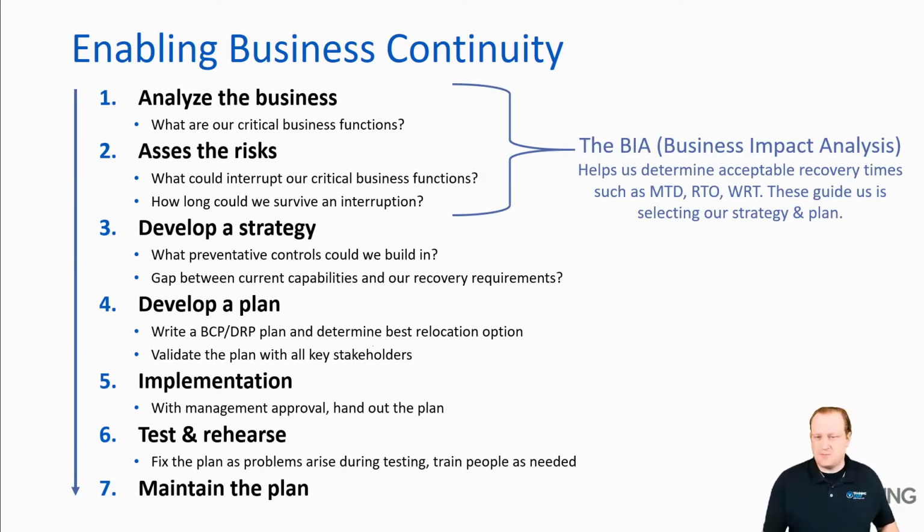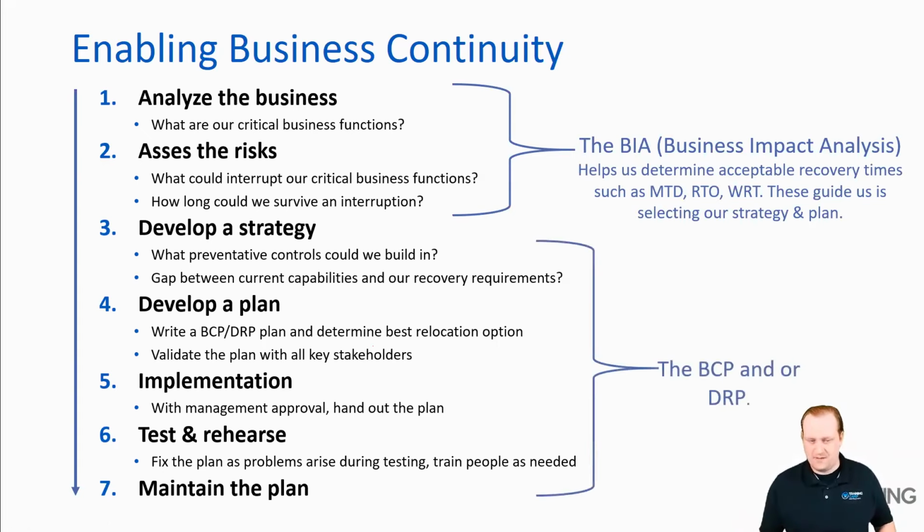So as we said, these first couple steps are really our impact analysis, which helps us determine those recovery timers. That helps us select a good strategy, put together a good strategy, and overall a written plan that can be handed out. The development of the strategy, though, and the handing out of that plan and the testing of it, that can be a business continuity plan or disaster recovery plan, and that comes after the analysis. The business impact analysis is the next step after you have a steering committee, sort of the first step in enabling business continuity.